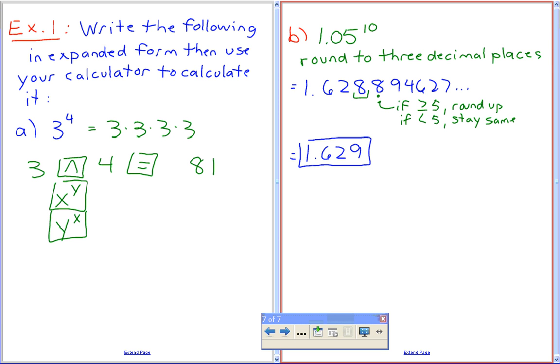Question? How come you do it to the third number, not the first or second? Oh, because I just said here round to 3 decimal places. So that means my answer should have 3 decimal places in it. If I say round to the 18th, you know, whatever. If you said round to the second decimal place, it would be 1.63.